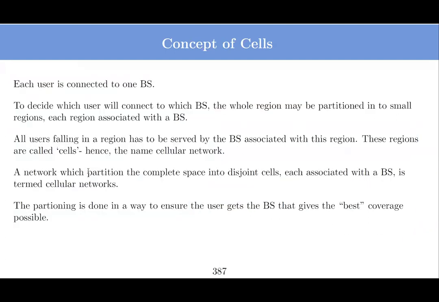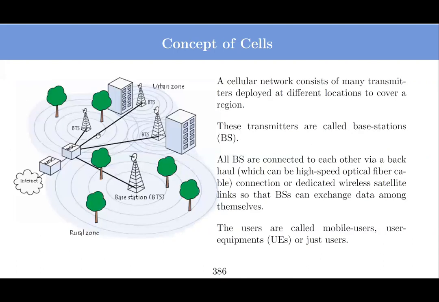So what happens is that at any point in time the user is connected to one base station. Suppose there is one user connected to this base station and another user connected to that base station, and suppose this user wants to talk to that user. Then it transmits its data to this base station. The base station will send this data to the other base station via the infrastructure link, and it will be received by the user from that base station. So that is how a typical connection looks in a cellular network.